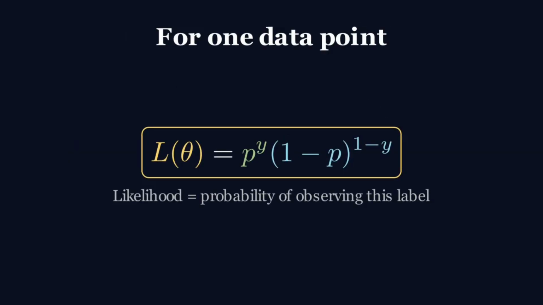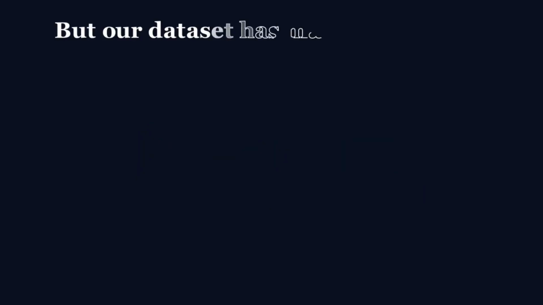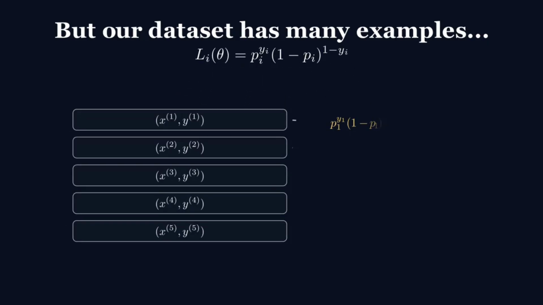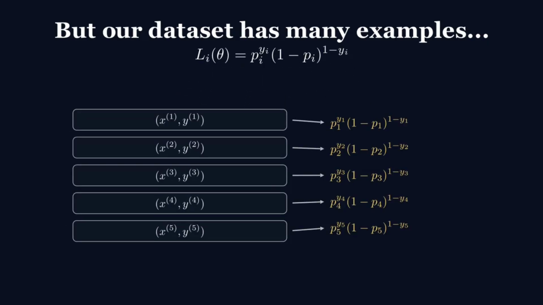Remember our original goal. We wanted to find the parameters theta that make the data we've observed as likely as possible. Well, this formula tells us exactly how likely one training example is. But there's one problem. Our dataset doesn't contain just one example. It might contain hundreds, thousands, or even millions. So how do we measure how likely our entire dataset is?